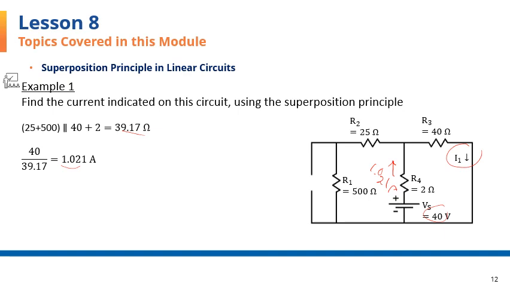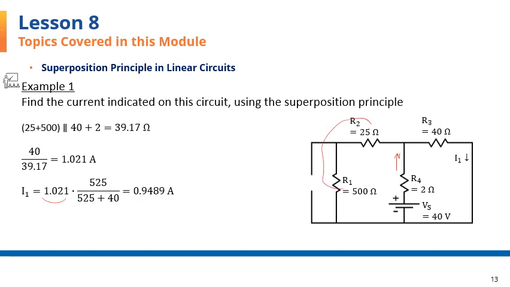I1, which is what we're interested in, can now be found using a current divider at this junction. The current going through this branch is multiplied by the resistance of this branch over the sum of the resistances of these two branches, 525 over 525 plus 40, times the current coming to the junction, 1.021, gives me the current that goes through I1, and that's 0.9489 amps.